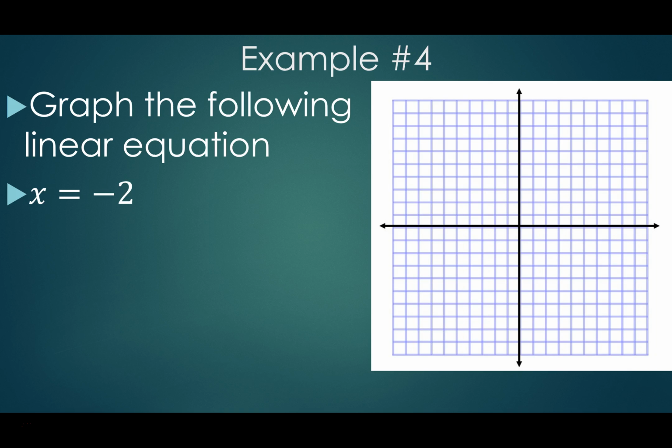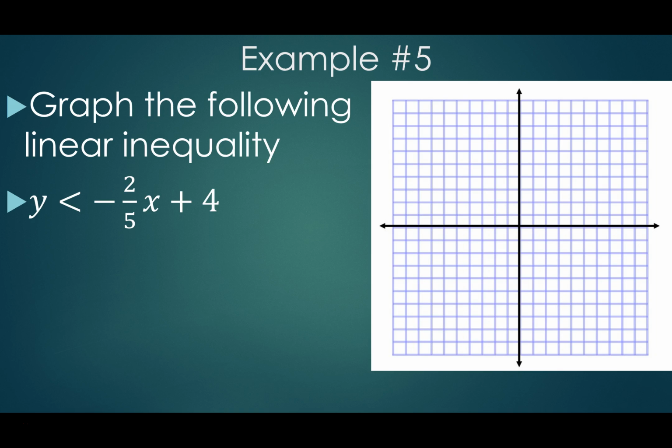Conversely, if we have just x equals a number, it's the same idea, only we'll plot it on the x-axis, so negative 2, and then we'll draw a vertical line through that point. So that's what we're doing in those two particular special equations. Y equals a number, plot on the y-axis, horizontal line through. X equals a number, plot on the x-axis, vertical line through it.